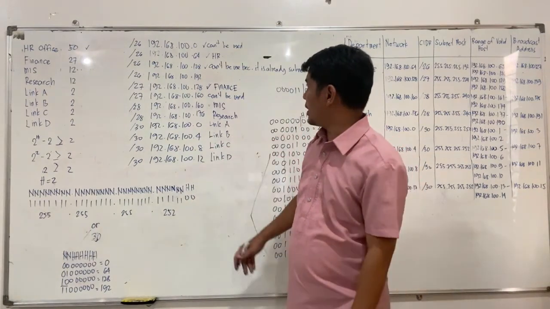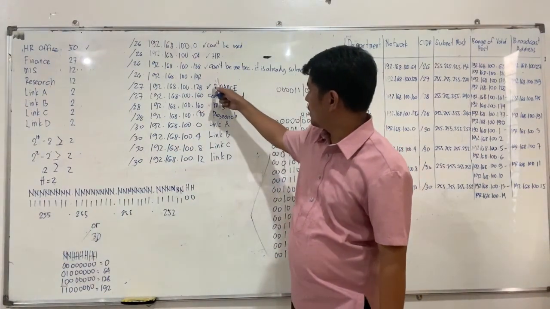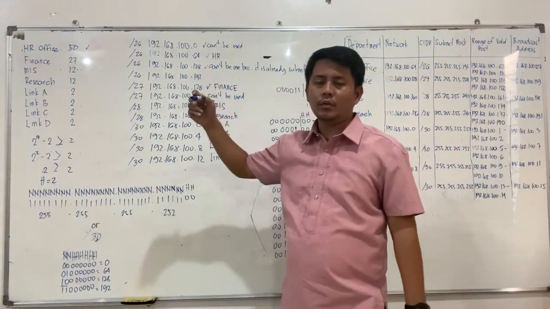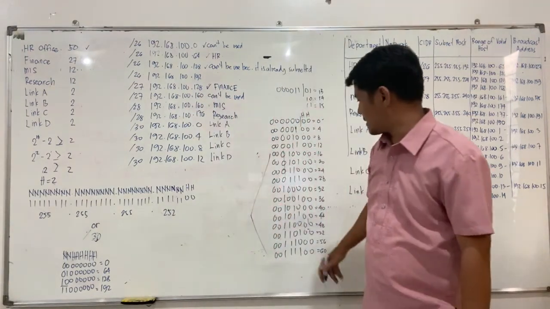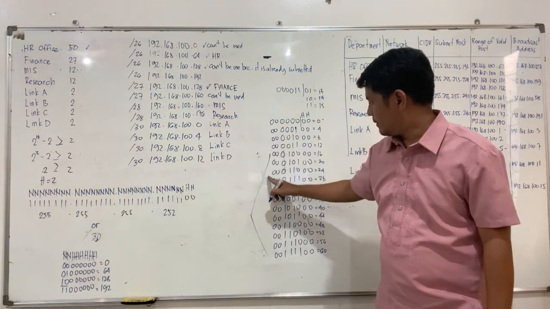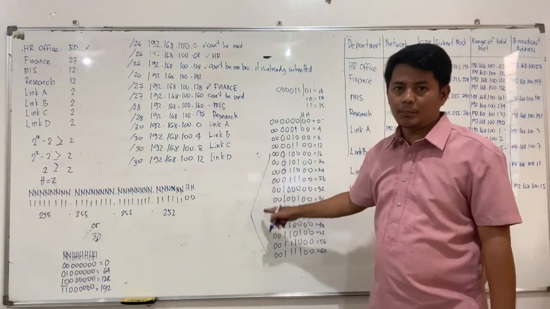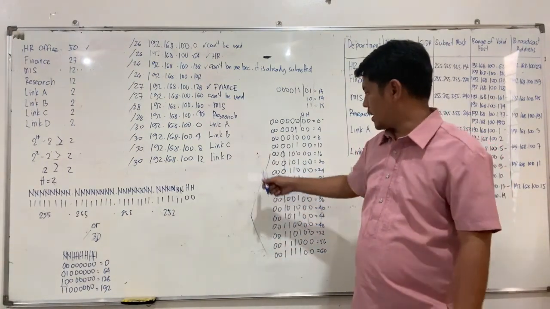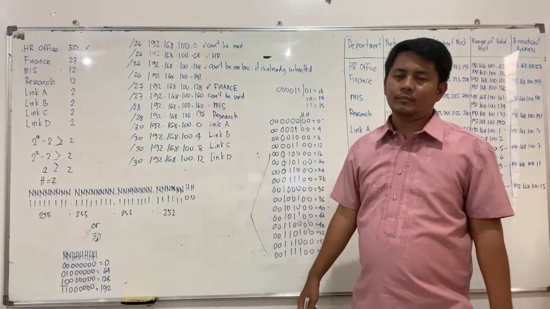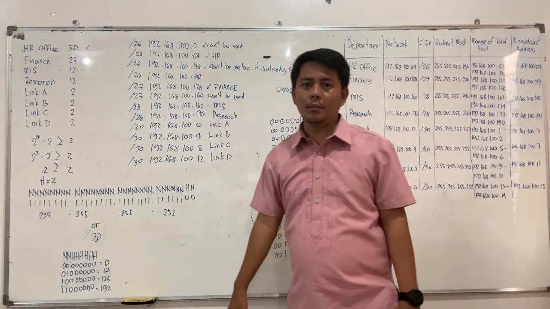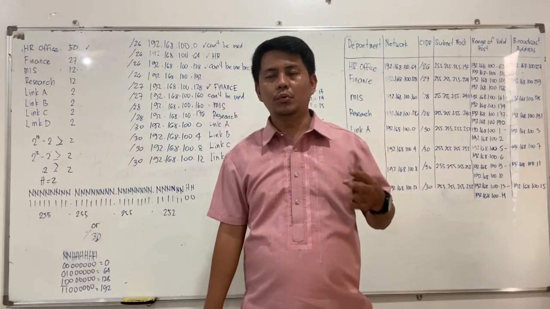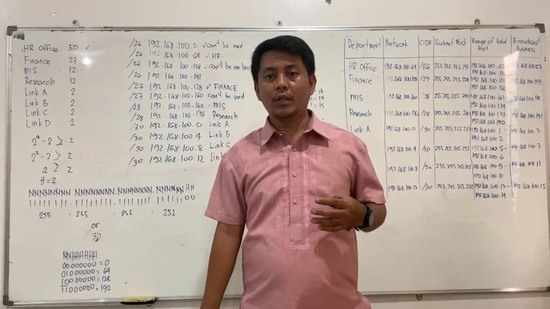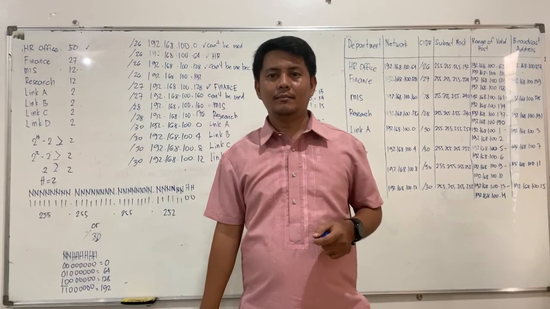Now, look at this one. For that 192 range, this will be used for future expansion purposes, as well as this one. If there are future links later on, this can be used. So that is the computation for the VLSM. That is how to conduct VLSM for Class C networks. Thank you.